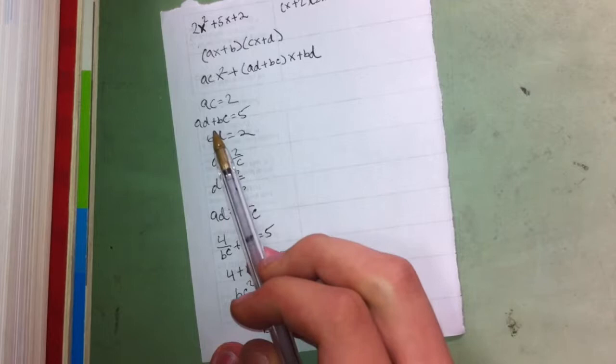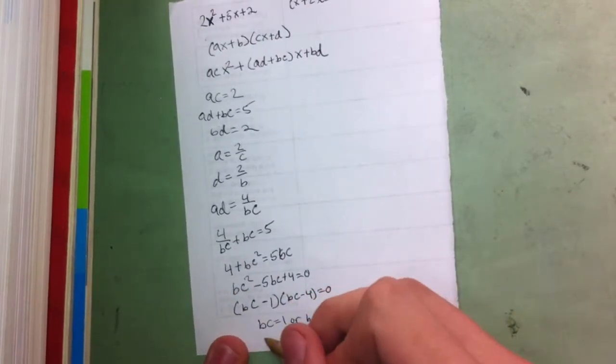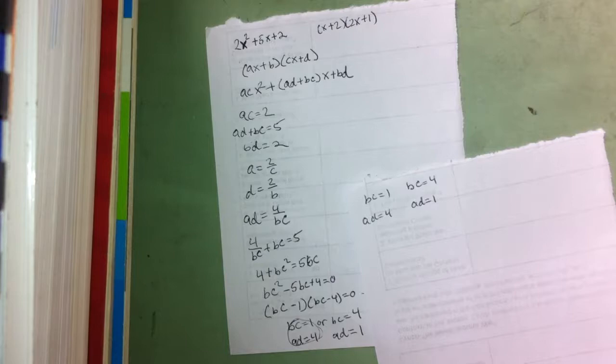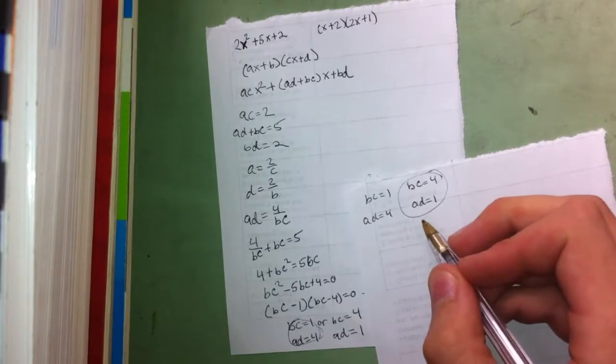Now bc plus ad is 5, so if bc equals 1, then ad has to equal 4. And if bc equals 4, ad has to equal 1. It does not matter which one of these sets we choose, but I'm going to choose this one just because I think it works out a little neater. But it really doesn't matter which of these sets you pick. They both work.